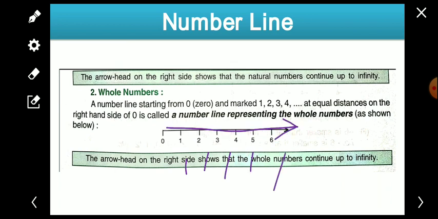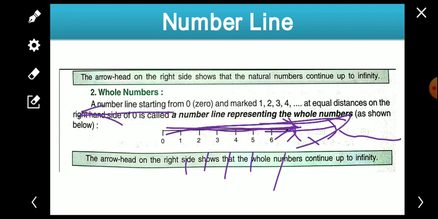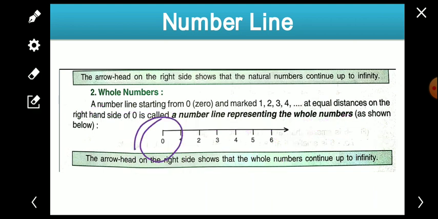And here also we'll put the arrow sign on the right side. It indicates that we can go up to infinite, 7, 8, 9, 10, 11, 12, like this, up to infinite it can go. But on the left side we will not write anything, because before 0 there is no whole number. It is already the smallest one, and before 0 no whole number is there. So before this we will not write anything and will not give the arrow sign also.